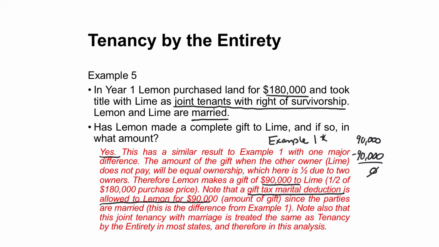Now, as I mentioned, most states automatically treat joint tenancy with right of survivorship for married couples as tenancy by the entirety, but in other states you have to designate it, so it does make a difference.